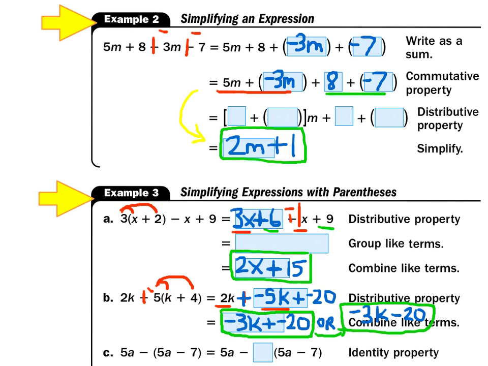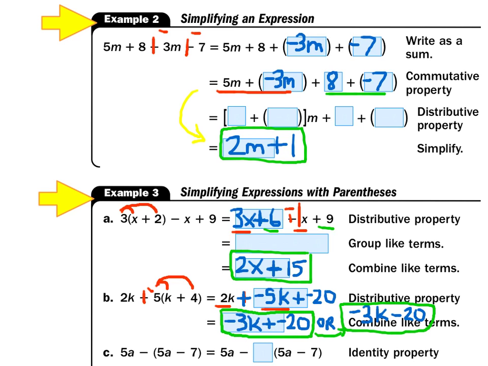Negative 5 times k gives me negative 5k. Put the plus sign, and now negative 5 times 4 gives me negative 20. Now look for like terms. I see positive 2k and negative 5k. They match, so I'm going to put them together. A positive 2 plus a negative 5 makes negative 3, so I have negative 3k plus negative 20.